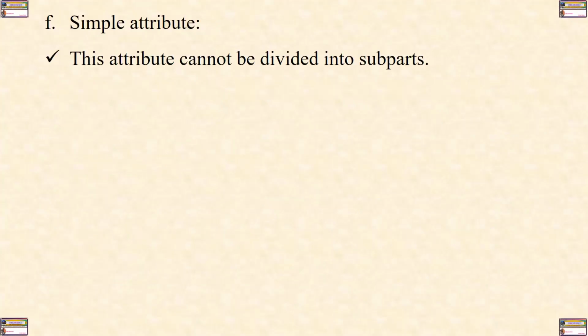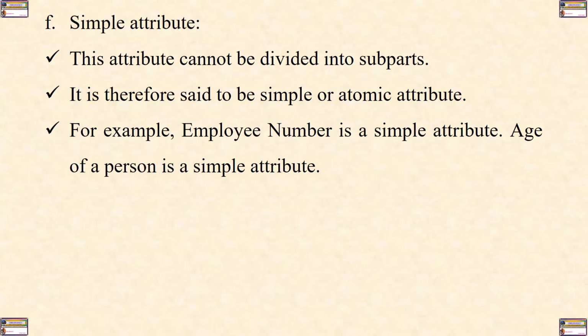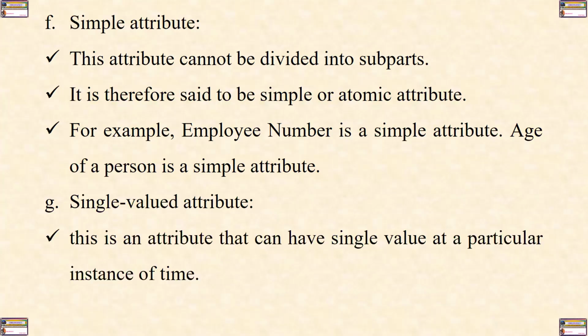We also have what we call simple attributes. This attribute cannot be divided into subparts. It is therefore said to be a simple or atomic attribute. For example, employee number is a simple attribute. It's an atomic attribute. You can't split it. Age of a person is a simple attribute. It is an atomic attribute. You cannot split it.